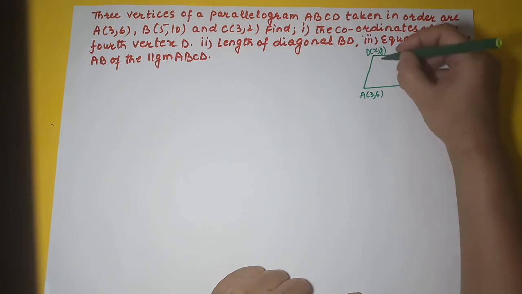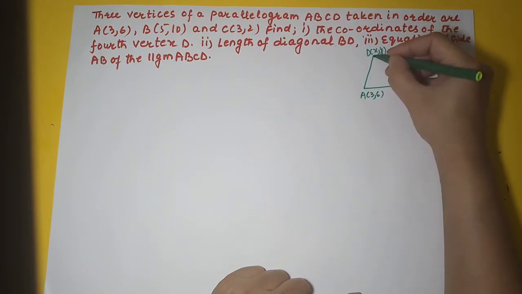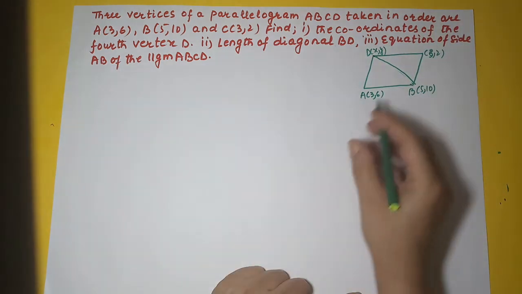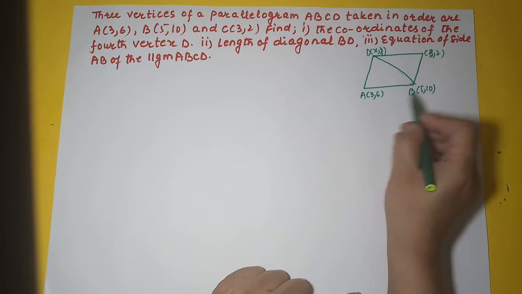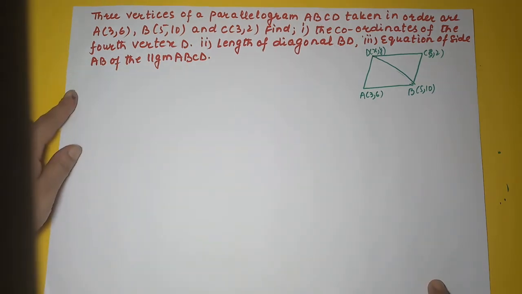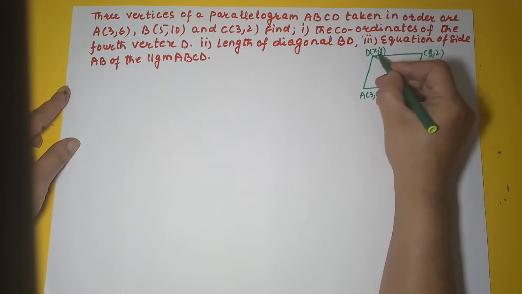Then the length of the diagonal BD, once we get the coordinates of this D, we can find the length of this diagonal, and then the equation of side AB of a parallelogram, which is simple because both the points are given. You can use the two-point form to find the equation of AB. Now, how do we find this X and Y, this point?